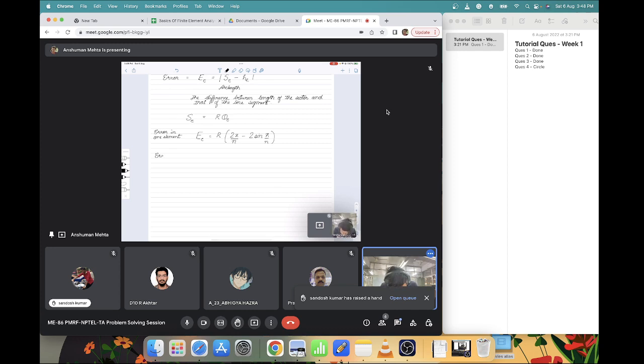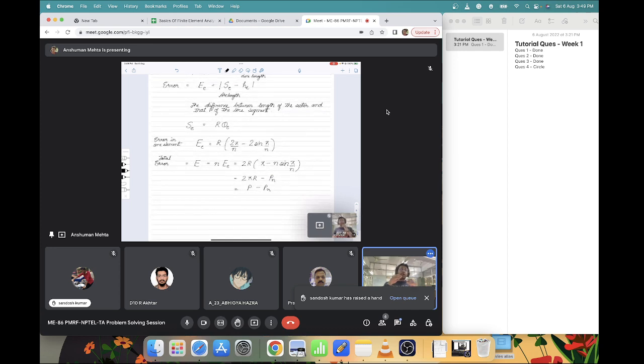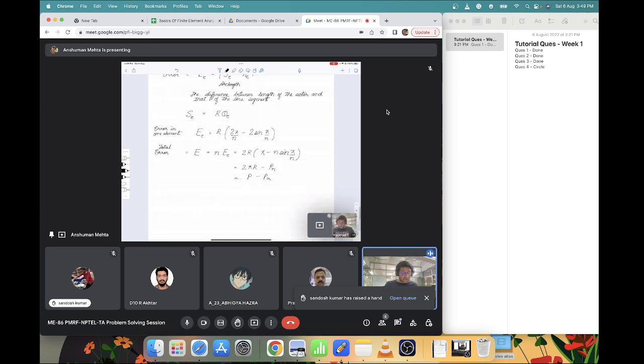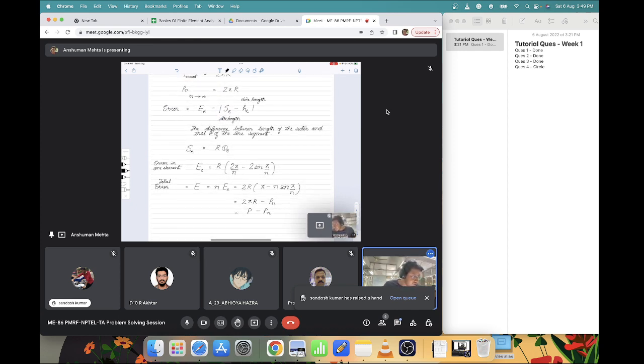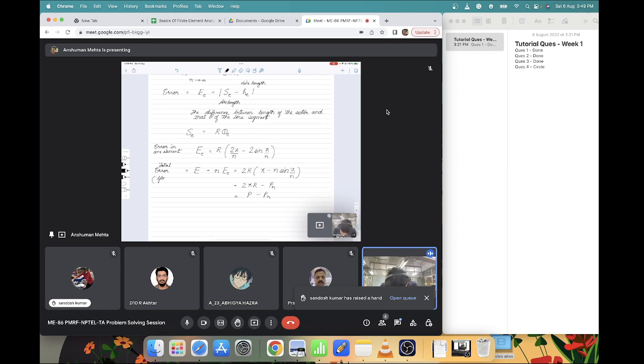Now the total error, which we are showing by E, is nothing but N times E of E, which is nothing but 2 R pi minus N sine pi by N, which is nothing but 2 pi R minus Pn. So P minus Pn. So that was our error, which proved the total error is equal to the exact solution minus the approximated solution. Alright, so that's what we started with. This is also called global error.